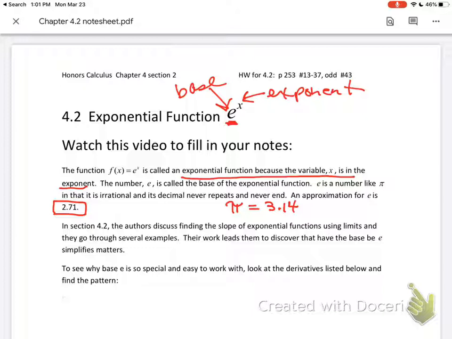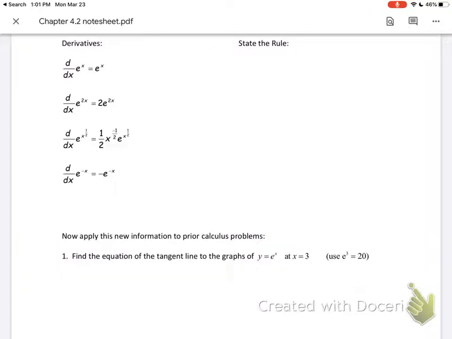So in section 4.2, the authors discuss finding the slope of exponential functions using limits, and they go through several examples. So it is a good idea to read this section and just get a sense of what they're talking about. Their work leads them to discover that having the base be e simplifies matters greatly. To see why base e is so special and easy to work with, let's look at the derivatives listed below and see the pattern.